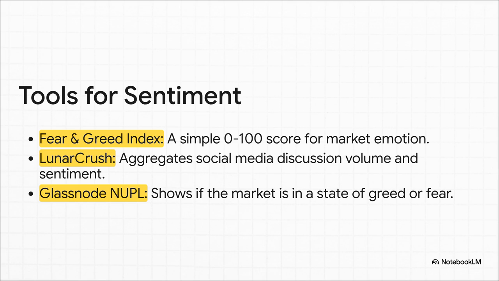And then there's more advanced stuff like Glassnode's NUPL metric. It basically figures out if the average investor is sitting on a profit or a loss. If everybody's in huge profit, that's a pretty good sign of greed. If most are losing money, that signals fear. It's like taking the market's temperature.